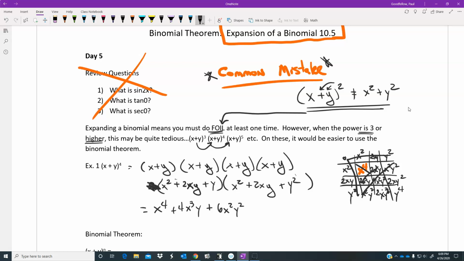That takes care of this row or diagonal. This one right here would be another 4xy to the 3rd. And that would be finally on the end, y to the 4th. And you're like, whew, that was a lot of work. Okay, and you're right. That actually turned out to be kind of a pain.